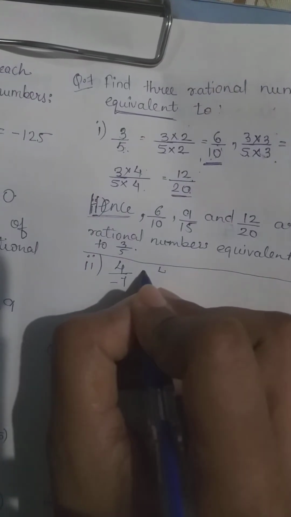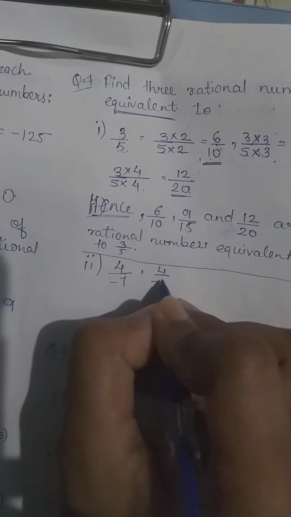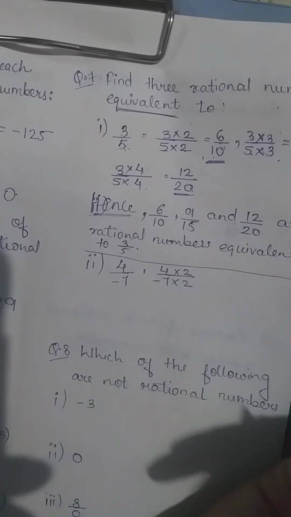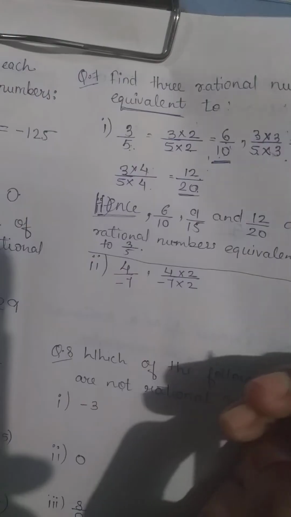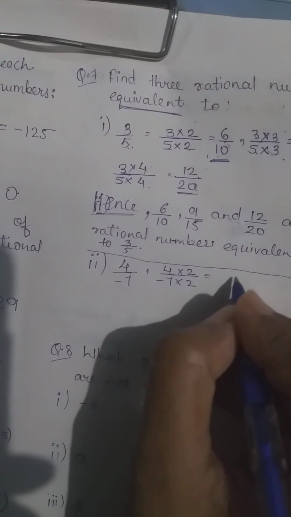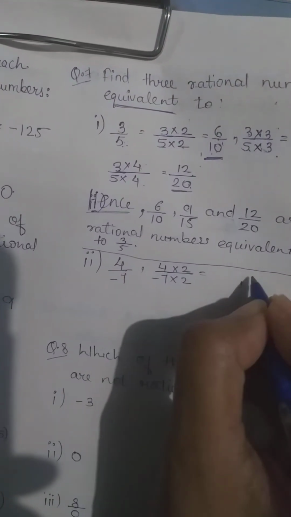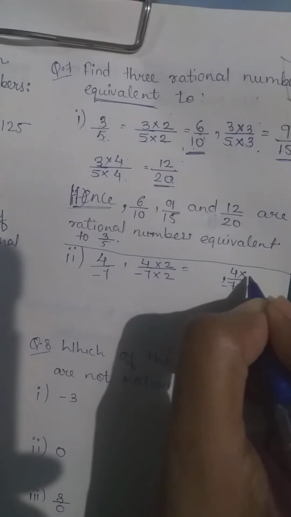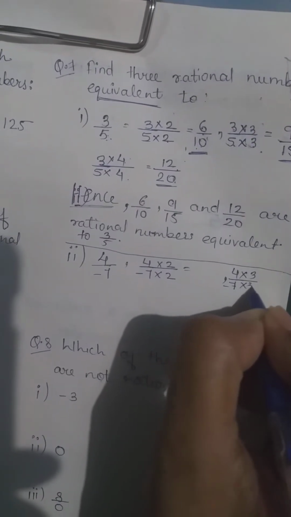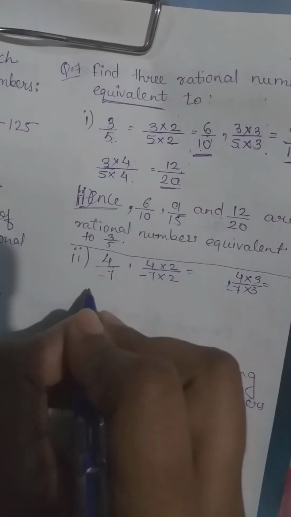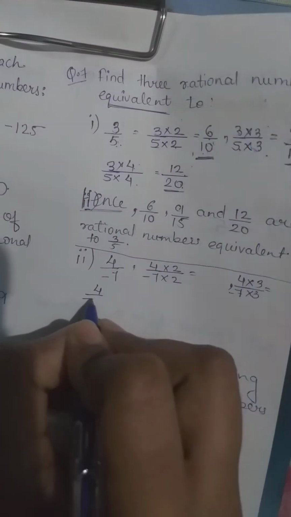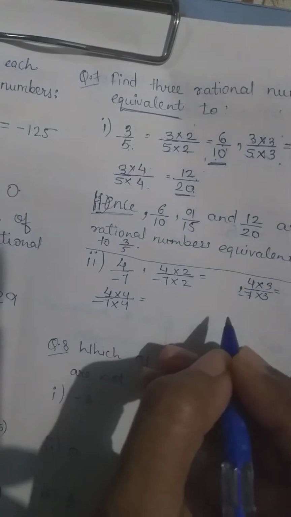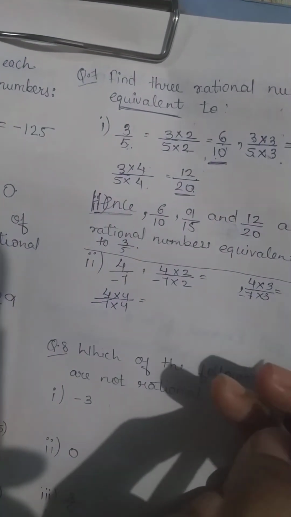See, 4 by minus 7. Firstly, numerator multiply by 2 and denominator also multiply by 2. Okay, and then I am leaving space so that you can find the answer by that time. So here also 4 by minus 7, multiply by 3 and multiply by 3, find the answer. And here 4 by minus 7, multiply by 4 and multiply by 4, find the answer. So hope you have done with it.